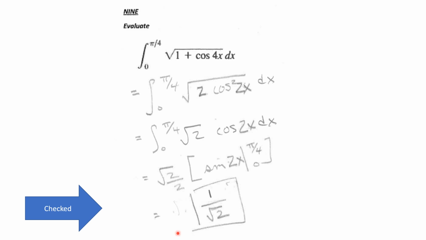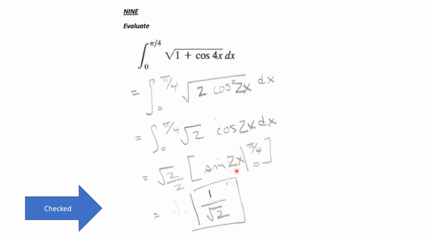Number 9, you were to evaluate this definite integral from 0 to pi over 4, the square root of 1 plus cosine of 4x. And so you use the trig identity here, that the thing that's under the square root is 2 cosine squared of 2x. You take the square root, you get square root of 2, which you can pull out of the integral, and then you're integrating from 0 to pi over 4 cosine 2x dx. You get sine of 2x, and you do have to change variables, and so you get this 1/2.